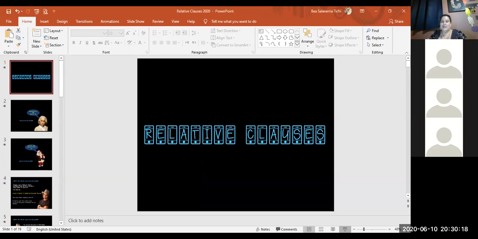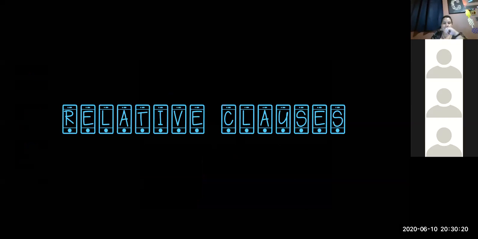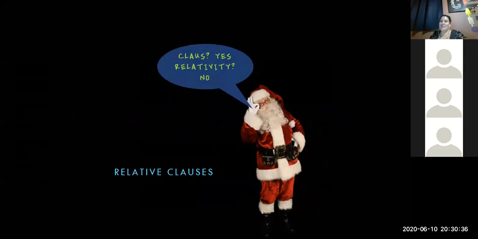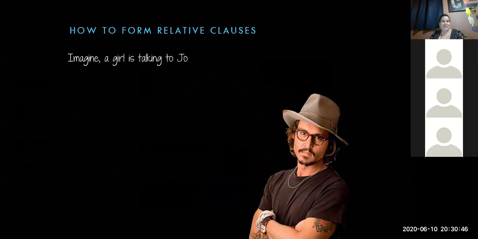Ready? Okay, so relative clauses. What are relative clauses? Relativity, yes. Clause, no. In this case, it's related to relativity, but not to clauses. In our next example, it's related to clause, but not related to relativity. So in this case, they don't match. Now, for relative clauses, we're going to be using this very popular figure.